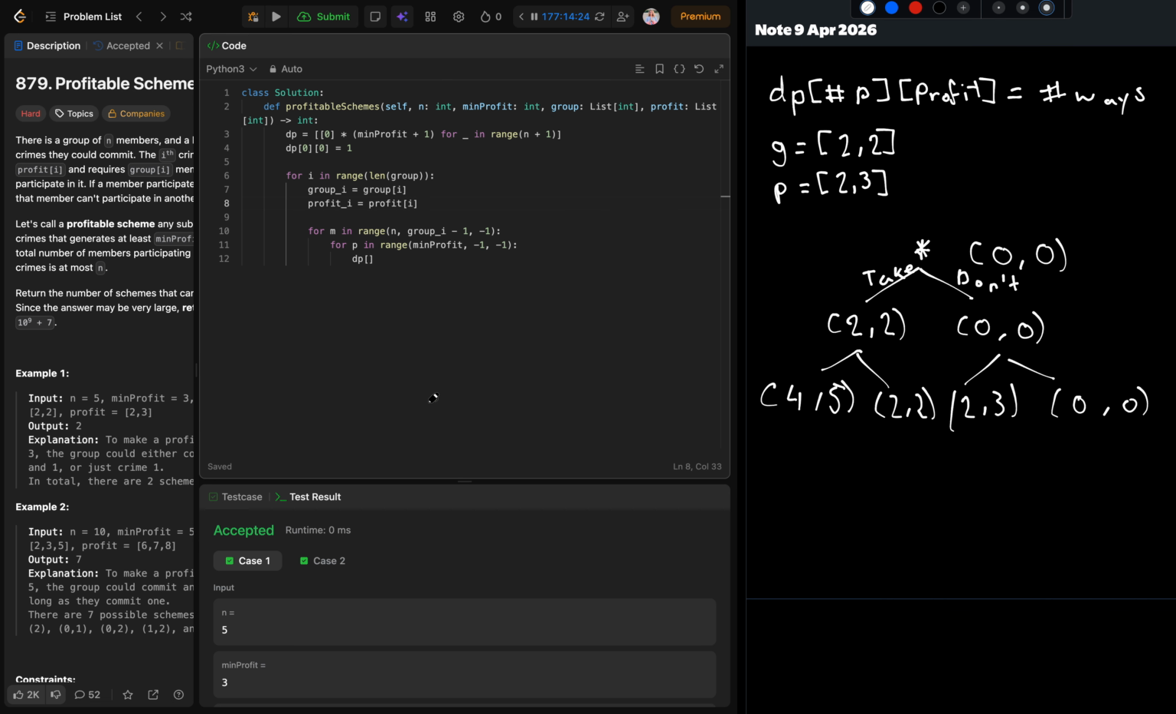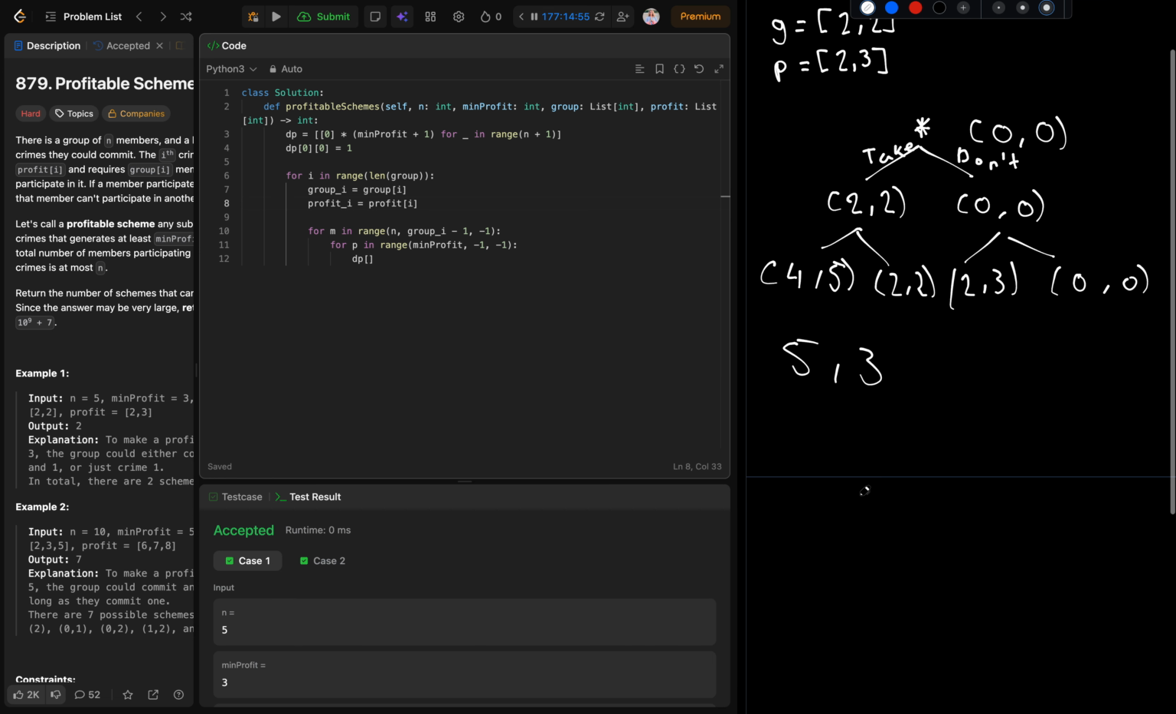So it's 5. We're allowed 5 men, and the current crime that we're about to commit costs 2 men. So we want to see, here, wait, so let's say our n is 5 and our min profit is, wait, what is it in this example? 3. Okay, we have a crime which takes 2 men and results in a profit of 2, right?